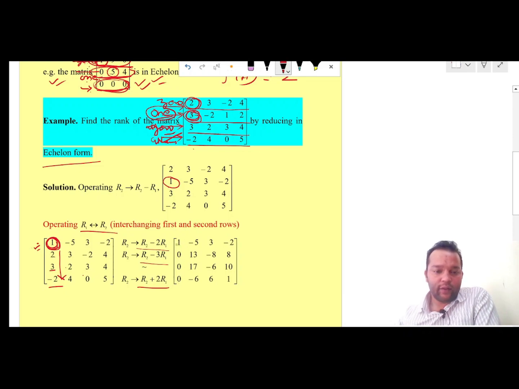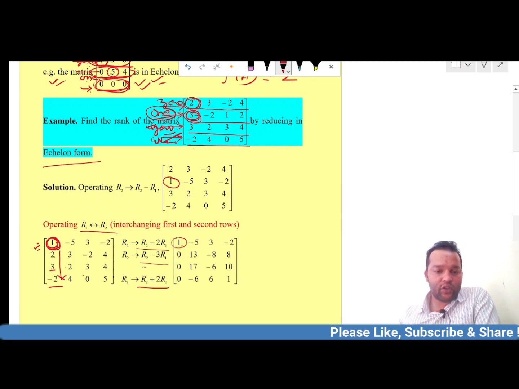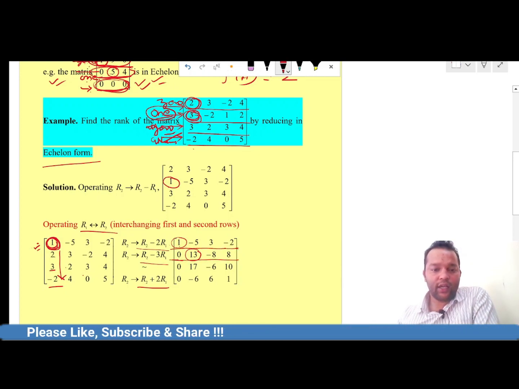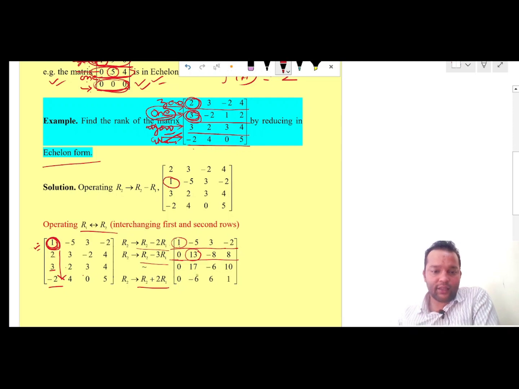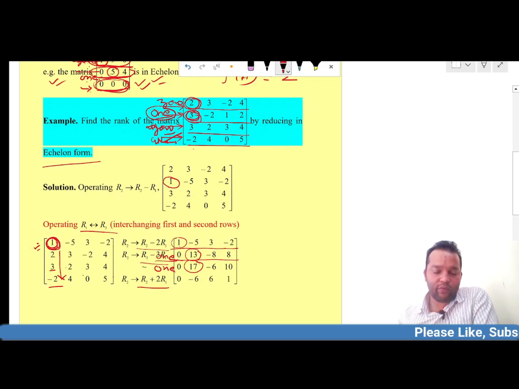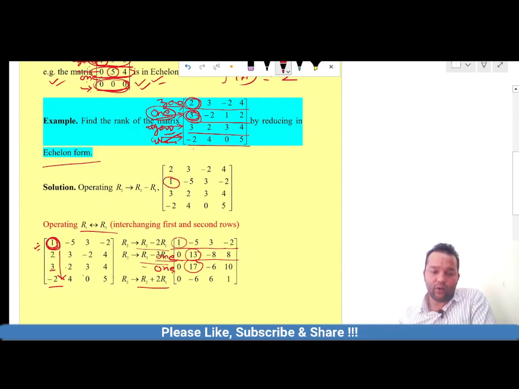2R1. So therefore, in the first row, the number of zeros before the first non-zero entry is 0, and in the second row, the number of zeros before the first non-zero entry is now 1. These two rows are in echelon form. But in the next case, in the third row, if we find the number of zeros before the first non-zero entry, again here the number of zeros is 1. In the second row, there is one zero entry before the first non-zero entry, and in the third row again there is 1 zero entry before the first non-zero entry.